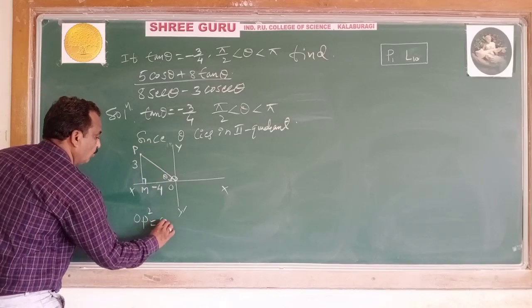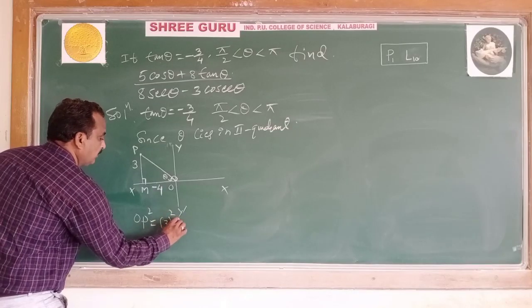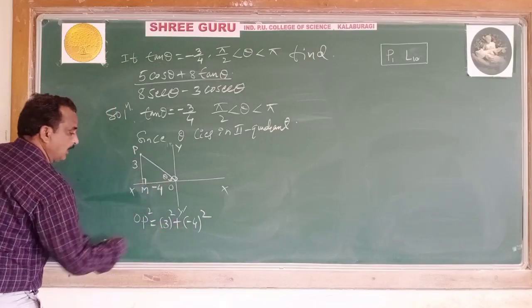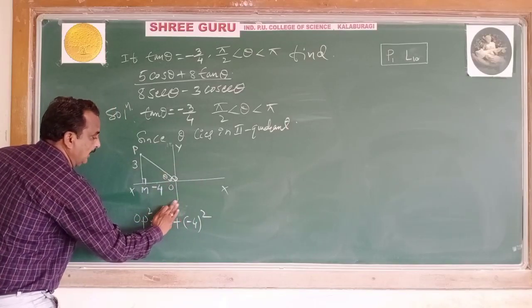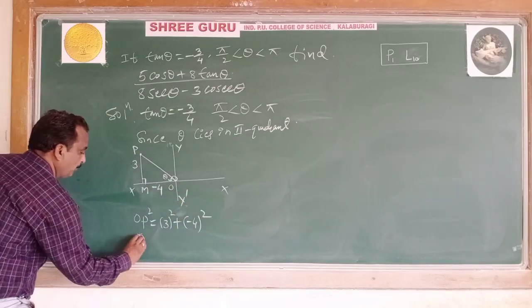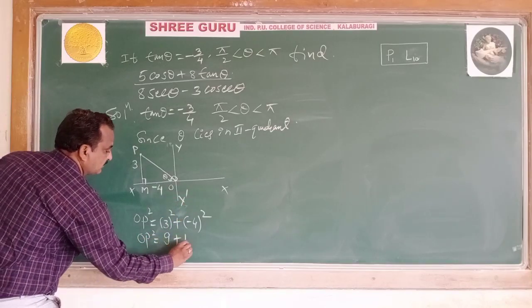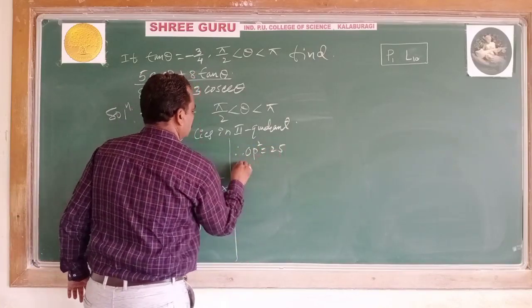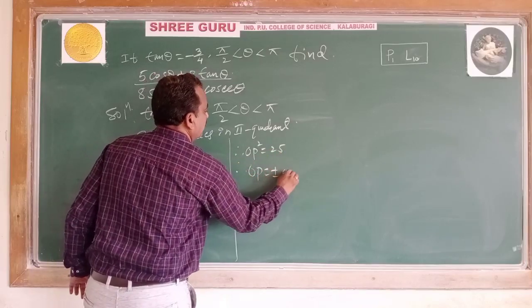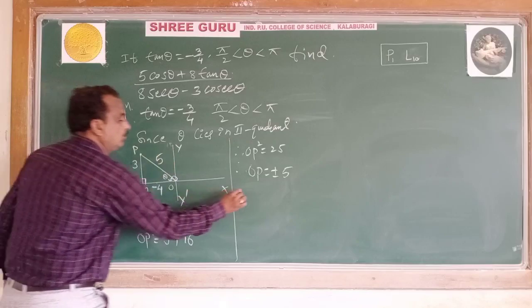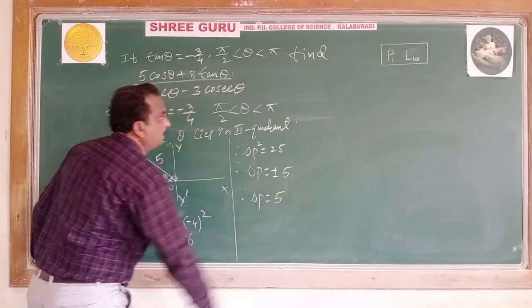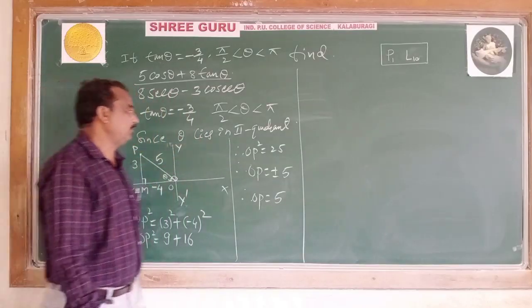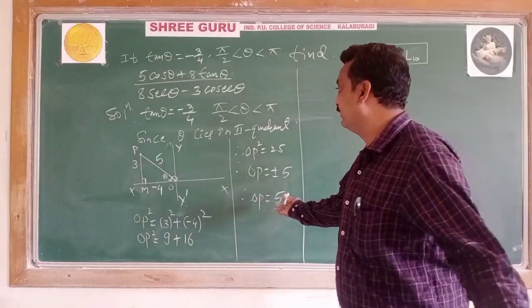OP square is equal to OM square plus PM square. I have taken the values directly, students. That is OP square equal to 9 plus 16. Therefore, OP square is equal to 25, so OP equals plus or minus 5. OP is always positive, because it is the hypotenuse, and the hypotenuse is always positive. So you get the third side, students.